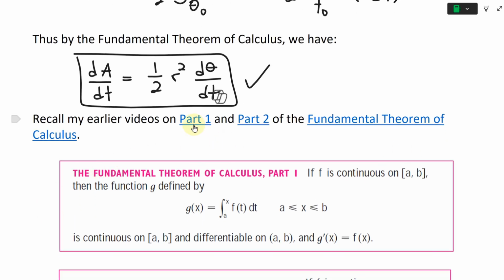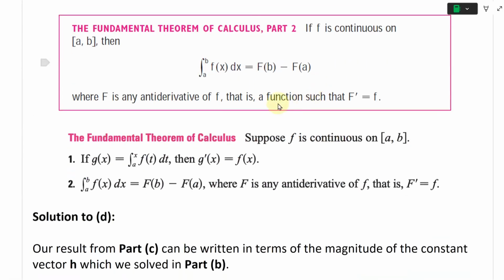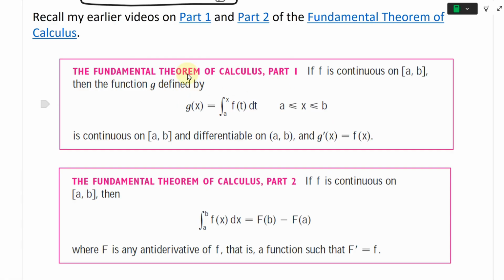Recall from my earlier videos, part 1 and part 2 of the fundamental theorem of calculus, there are links to all of this, along with notes and some screenshots from my calculus book, as I didn't make proper thumbnails way back when. But anyway, the fundamental theorem of calculus, part 1: if f is continuous on the closed interval a to b, then the function g defined by g of x equals the integral from a to x of f of t dt.